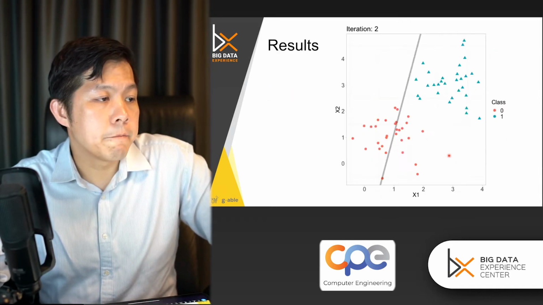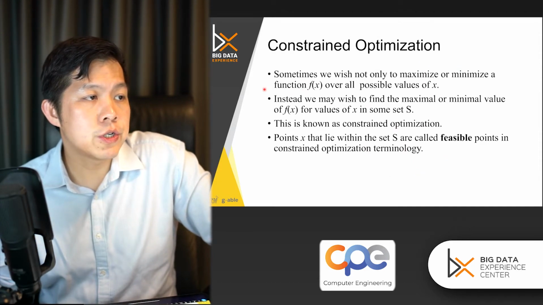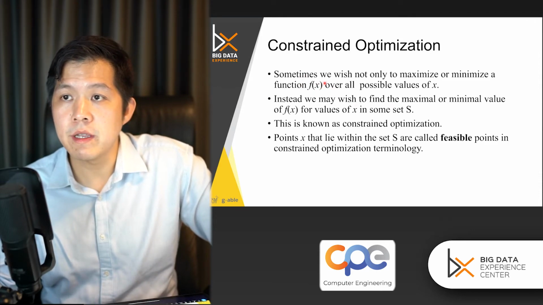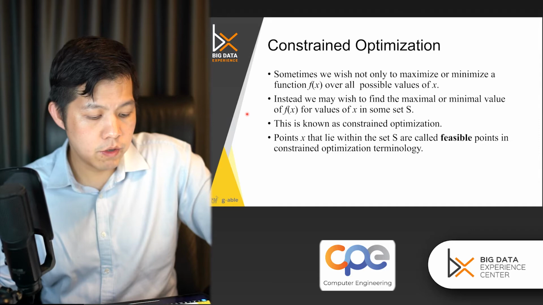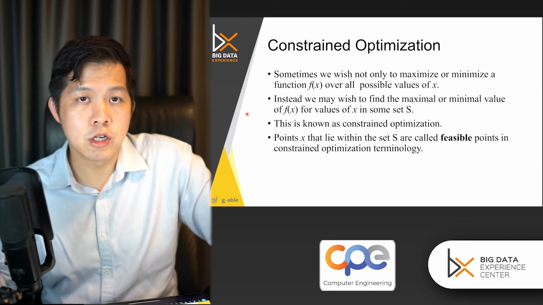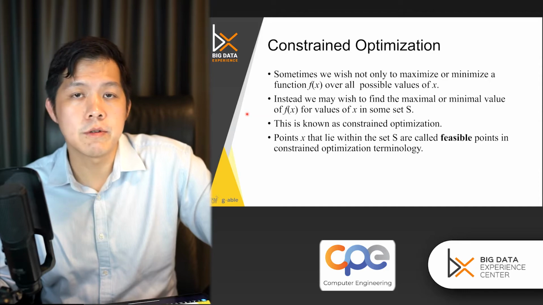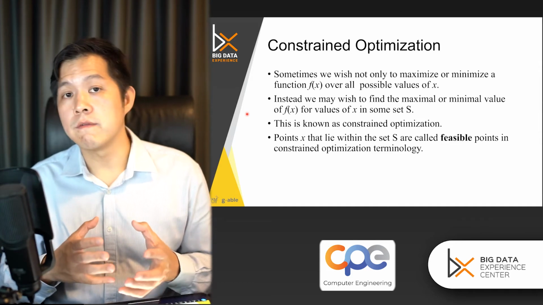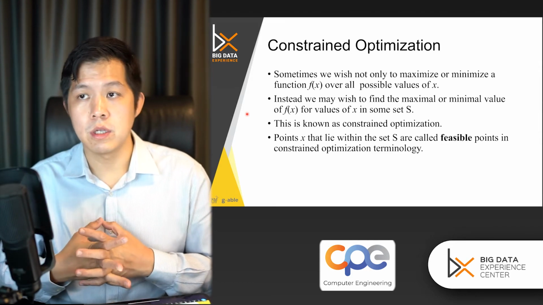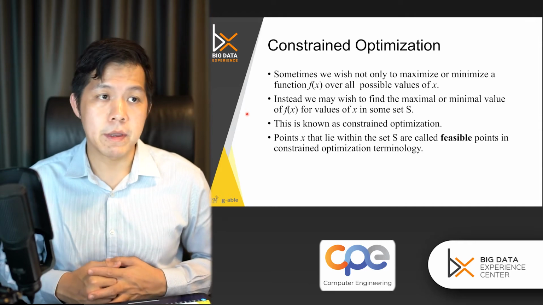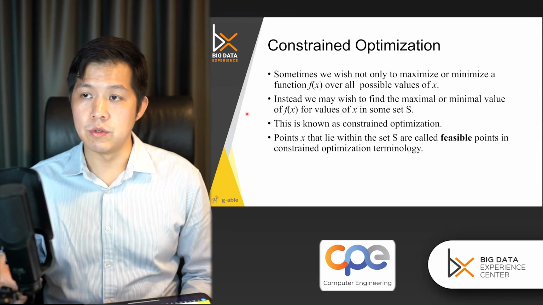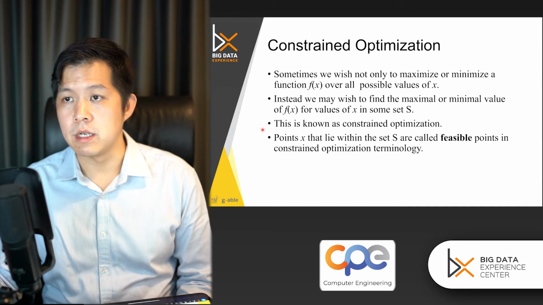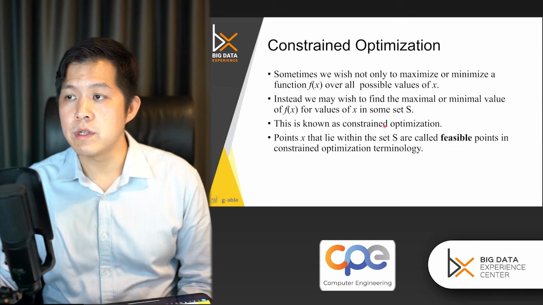Okay, but sometimes we wish to not just minimize the function. We need to have something like the maximum minimum values. We want to have something like constraint put into the objective function. Like it can be the range of the value, it can be the weight that you want to minimize. It can be the number of parameters that you want to use. This is known as constraint optimization. Optimization with some constraint.